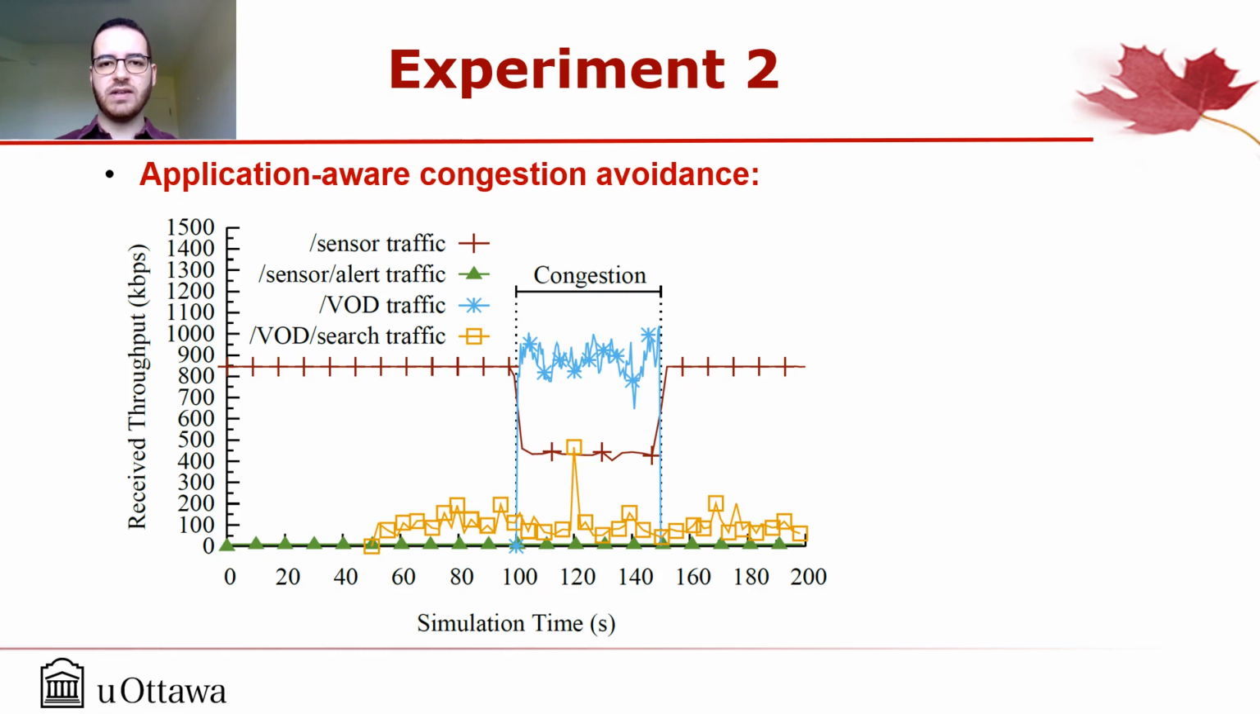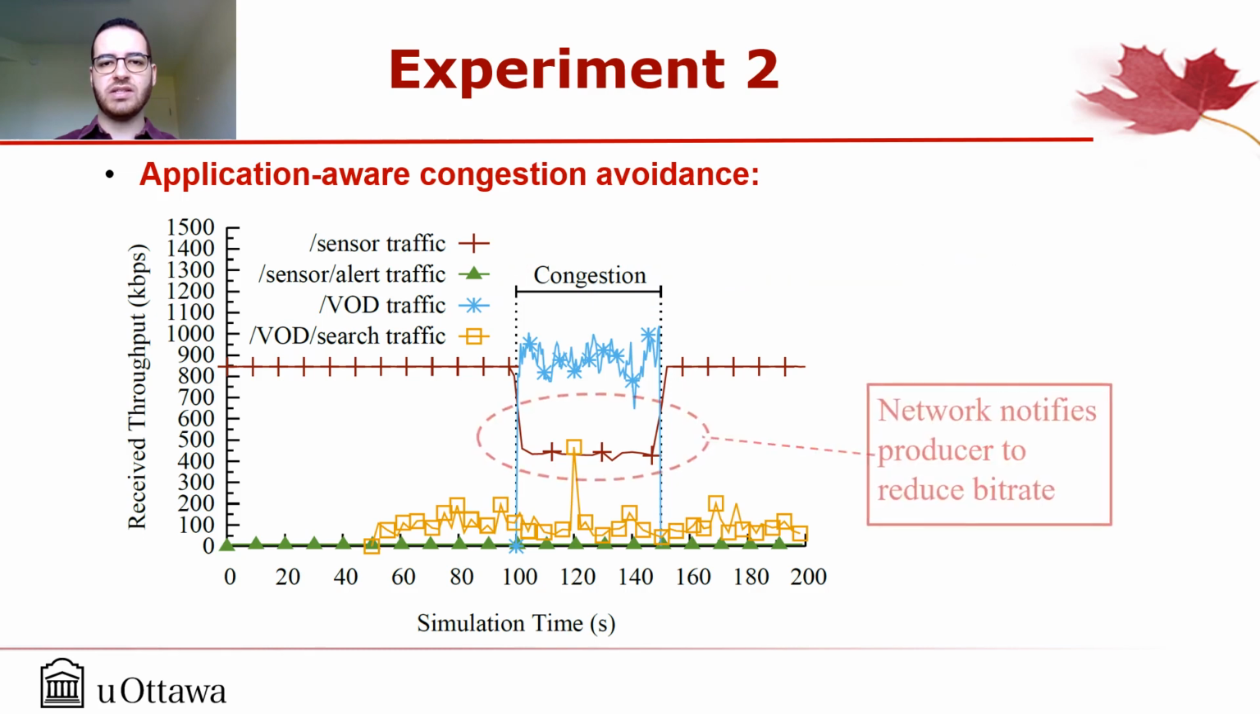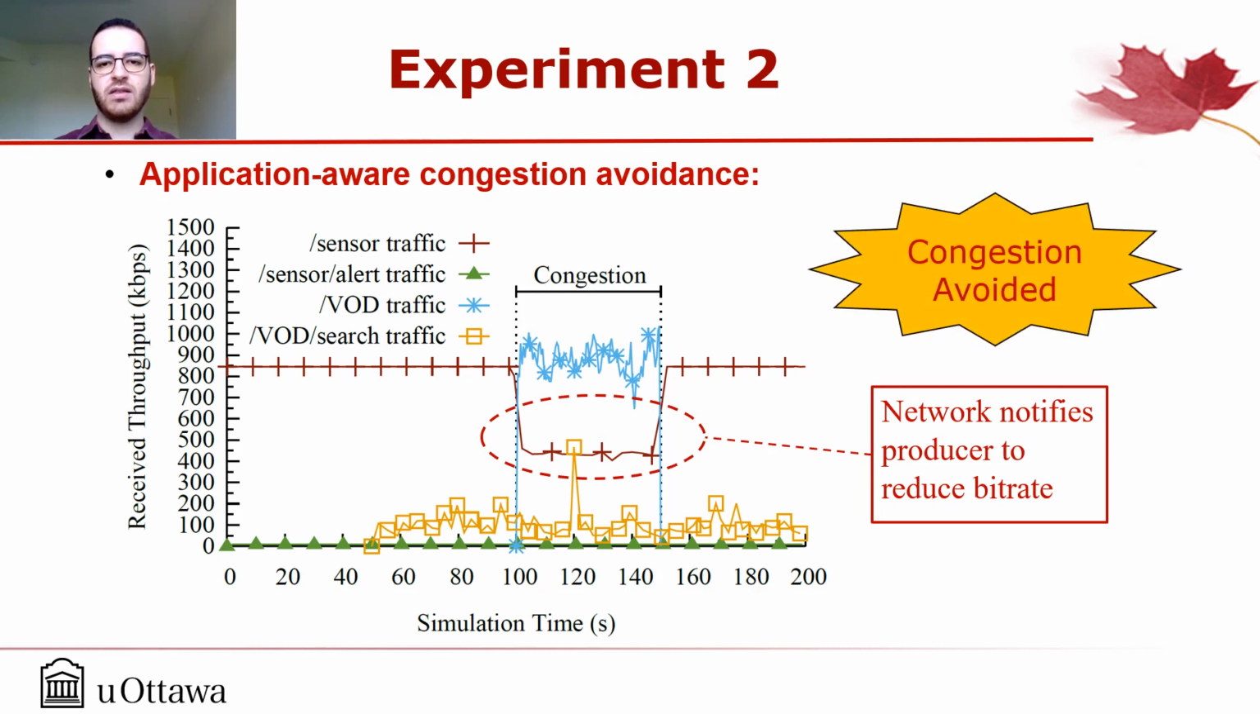At t = 100 seconds, a consumer starts streaming a video in the VOD application until t = 150 seconds, which causes a congestion. The network detects this congestion swiftly and notifies the producer of the sensor application to decrease its bitrate, as can be seen by the reduced received throughput of the /sensor traffic here. When the video streaming ends at t = 150 seconds, the network detects that the link is no longer congested and notifies the producer of the sensor application to increase its bitrate to the normal level. The congestion has then been avoided autonomously by the network.